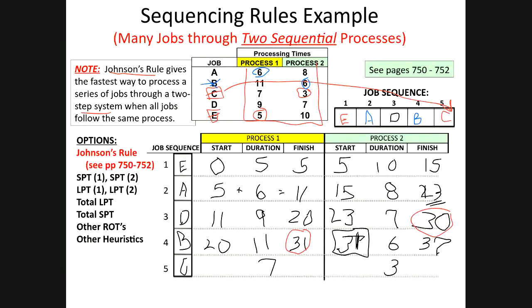Job C starts at time 31. It finishes at time 38. And similarly, it can start process 2 at time 38 and will finish at time 41.